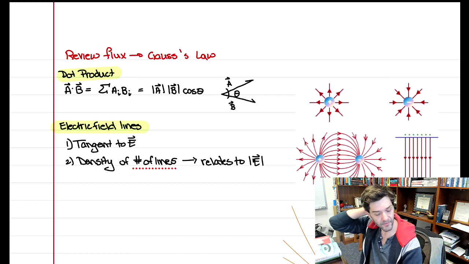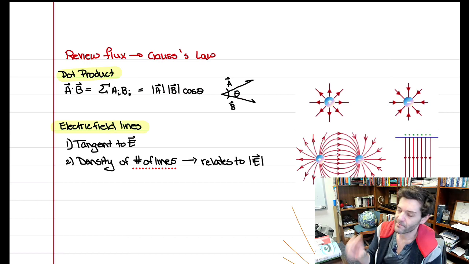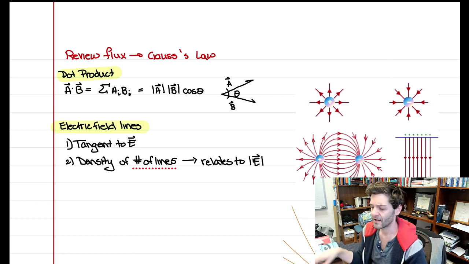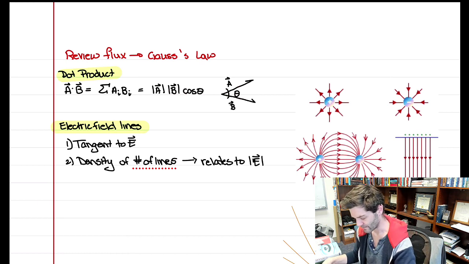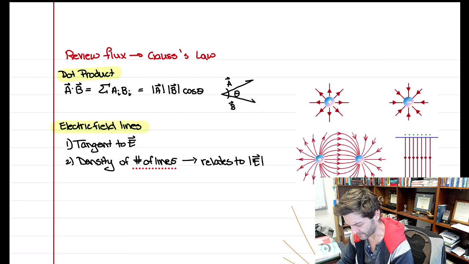The second thing that we'll pull from, we did not really do when we were doing Coulomb's law and E fields, because there's actually a lot of literature that suggests that this leads to more confusion. And that's the idea of electric field lines.